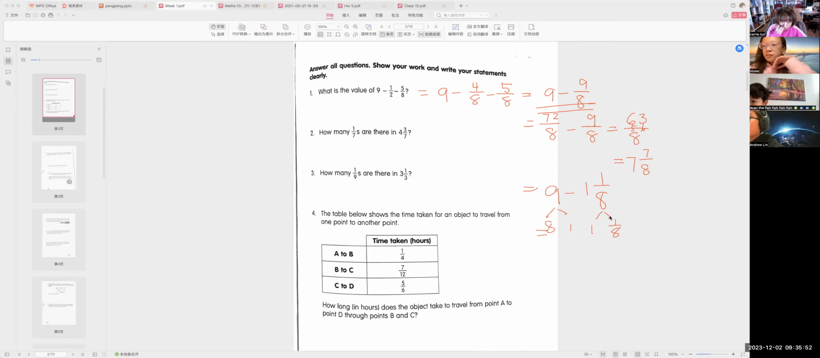Do you understand this part? Yeah. Mhm. Okay, so we're doing this one. 1 minus 1 over 8 equals what? Seven over 8, right? So 8 minus 1 equals what? 7. So the answer is 7 and 7 over 8.